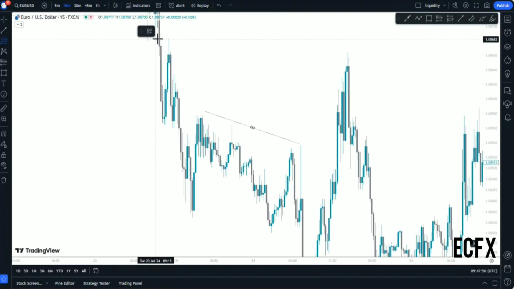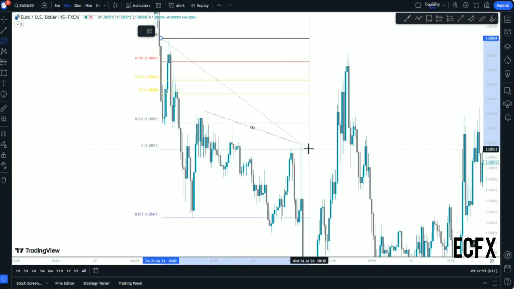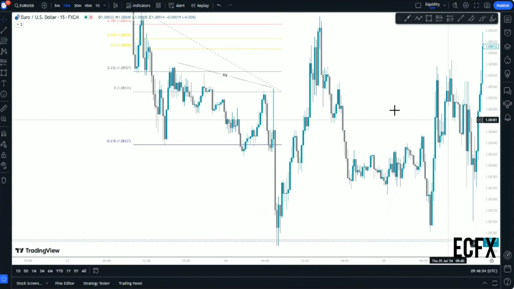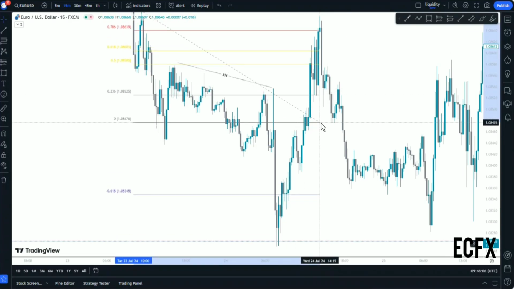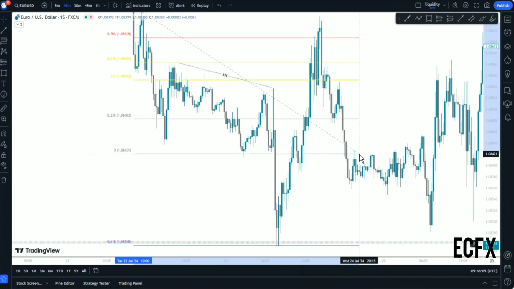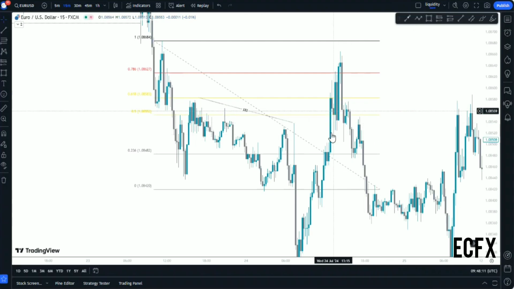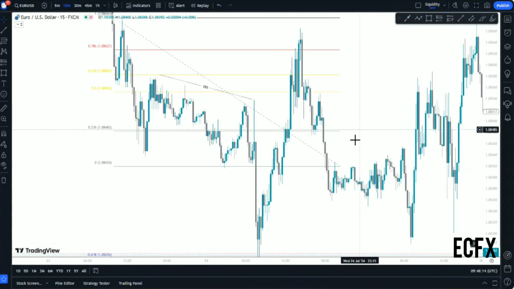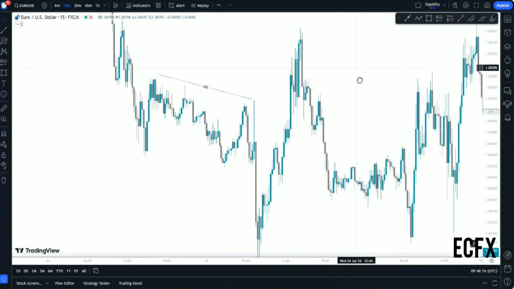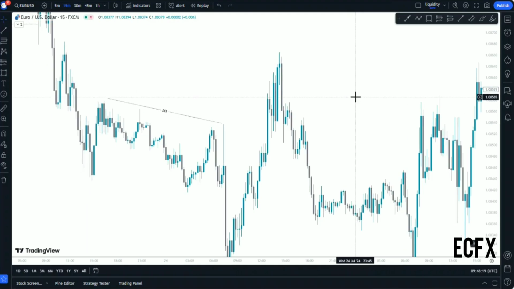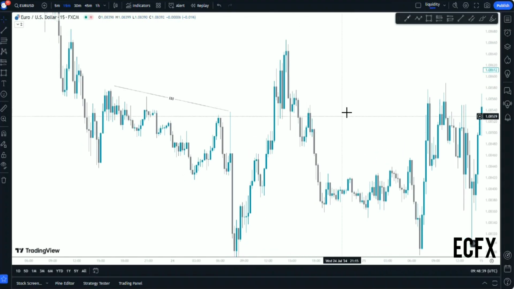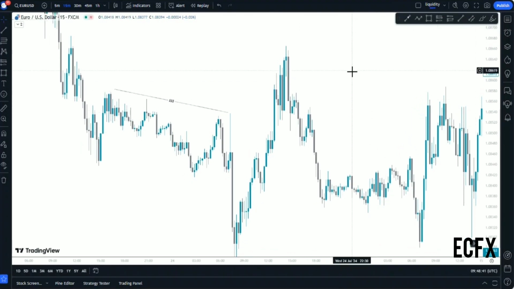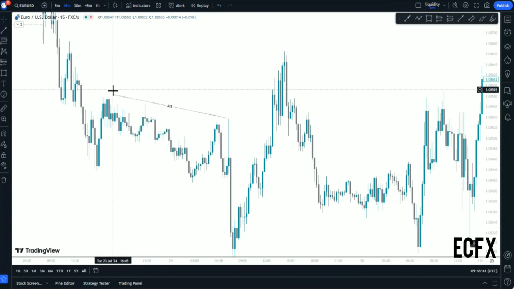Let's pull our Fibonacci from the most recent high to, let's say, this low over here. Right, so Fibonacci is not always going to be accurate. There are times when it is going to make you believe that price might not tap into your level and then continue to the downside.